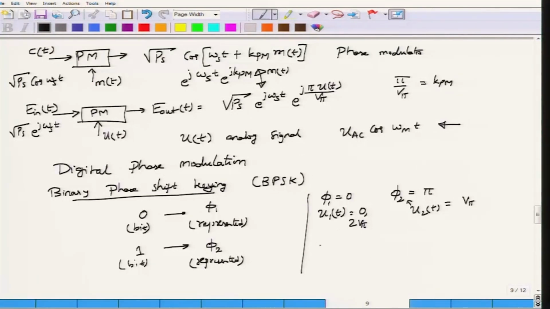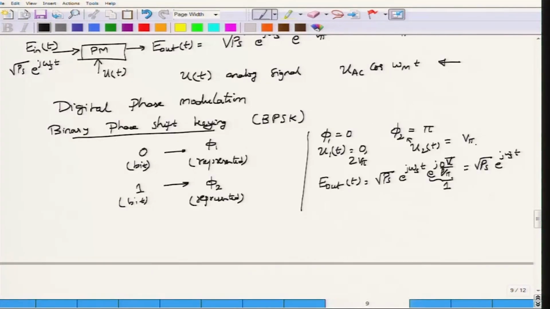Let us look at this. Well, the output electric field here would be square root Ps e to the power j omega st and then e to the power j 0 or j 2 v pi. So, 0 into pi divided by v pi, this is nothing but 1 and this is equal to square root Ps e to the power j omega st. So, this is exactly what you have transmitted at the input. So, this E out is equal to E in with no phase difference.